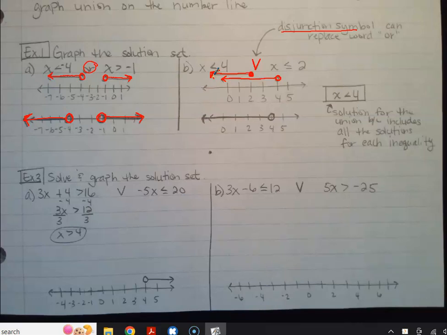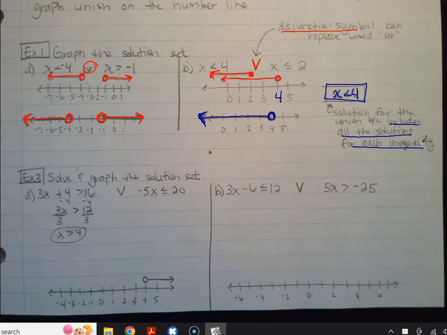Okay, in this case, again, we're looking for any number at all that's included. So the biggest number that's included is this 4. And then all of our answers go to the left. So we're going to say the solution is less than 4. That's our final solution. And that's what we write here. x is less than 4. That's our final solution for the union, because x is less than 4 includes all the solutions for each inequality, because we have to include them all.